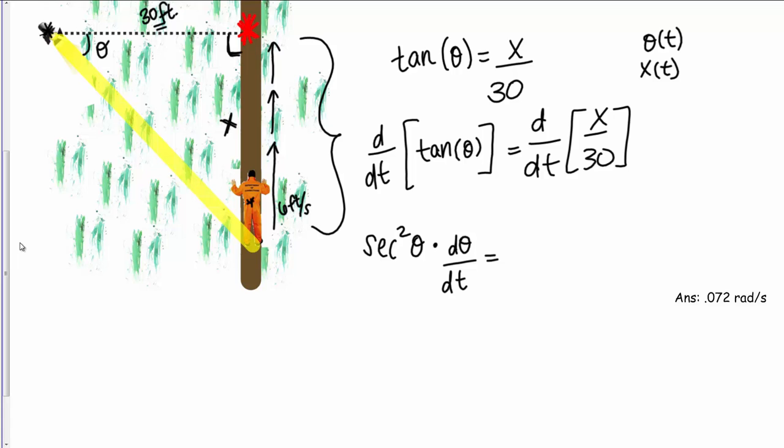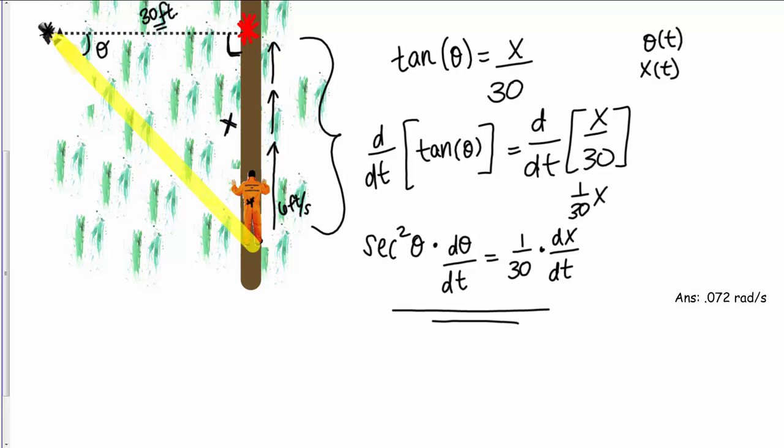Okay, and then what about on the right-hand side? Well, if I want, I can think of x over 30 as 1/30 times x. So the derivative of that is just going to be 1/30. But once again, because x is a function of time, I have to multiply by its derivative. So it's going to be 1/30 times dx/dt. Okay, so this is my derivative relationship. This gives me a relationship between the rate of change of the angle and the rate of change of the convict along the path. All right, so what should we do next?